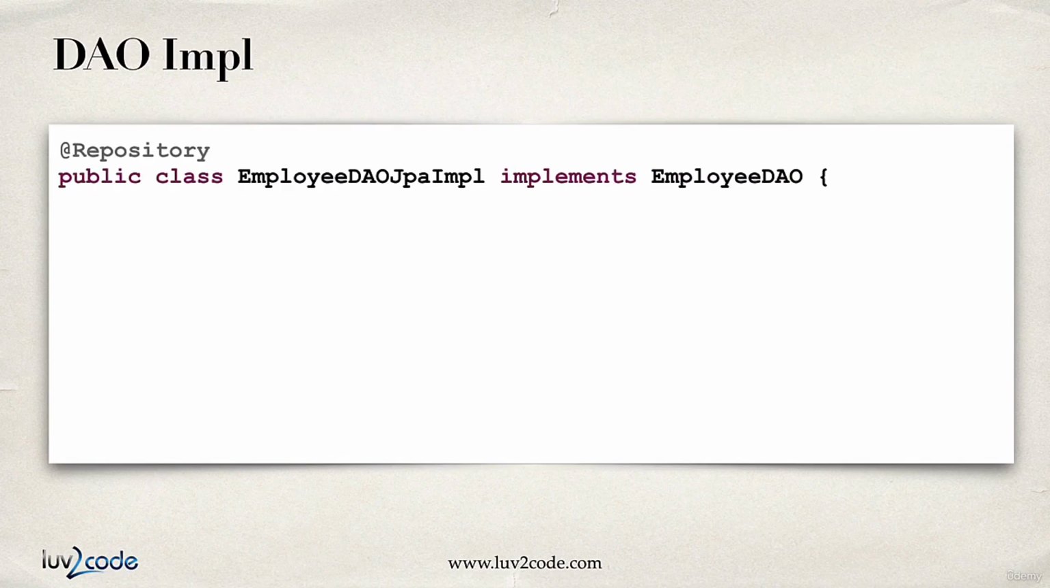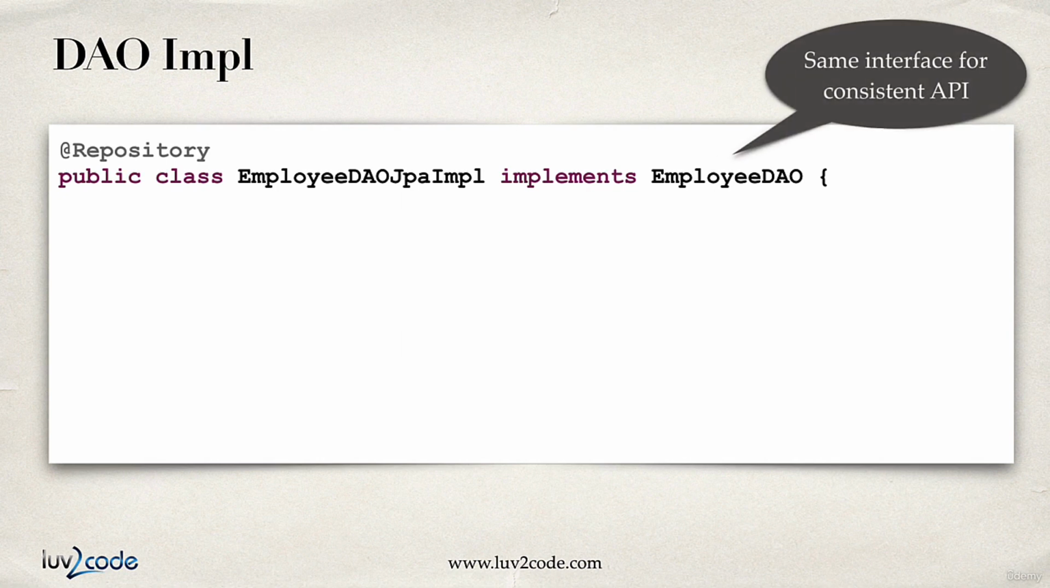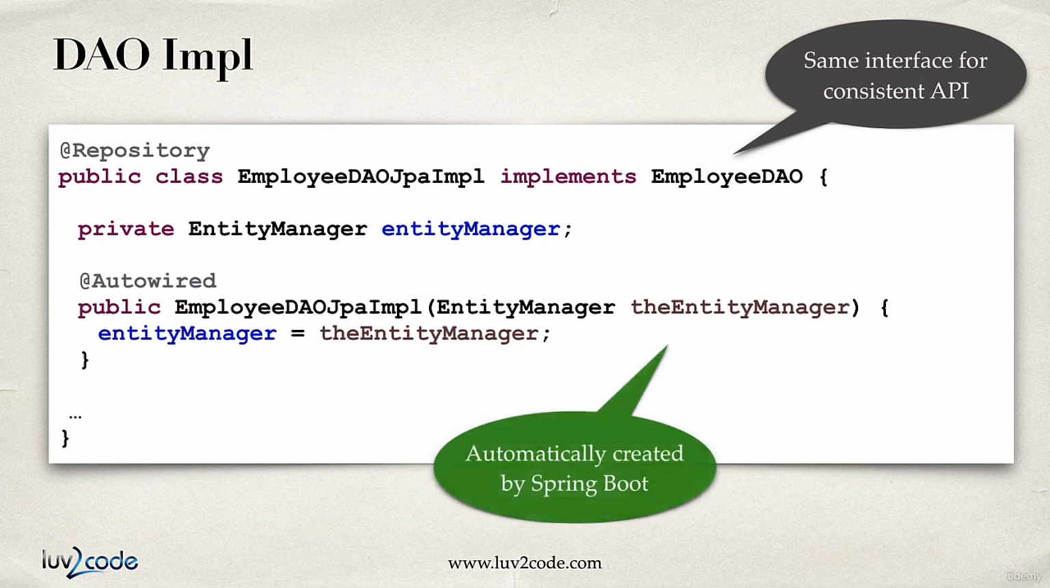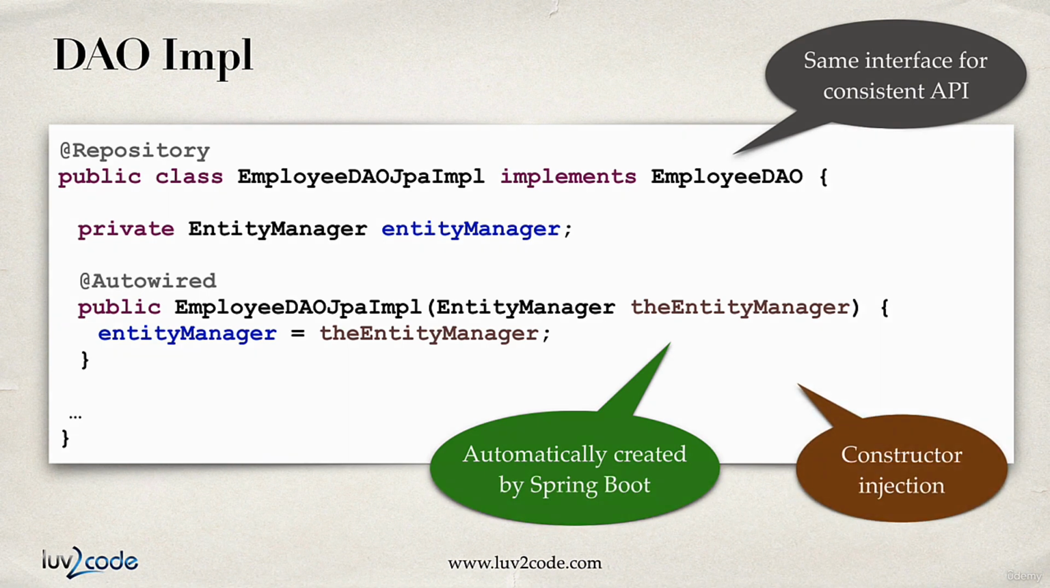All right, so let's go ahead and look at a DAO implementation. I'll create this EmployeeDAOJpaImpl, which implements the EmployeeDAO interface. I'm using the same interface so we have a consistent API. I'll make use of our field here, a private EntityManager, and then I'll set up a constructor. Remember that the entity manager is automatically created by Spring Boot, and this is just an example of making use of constructor injection for that entity manager.